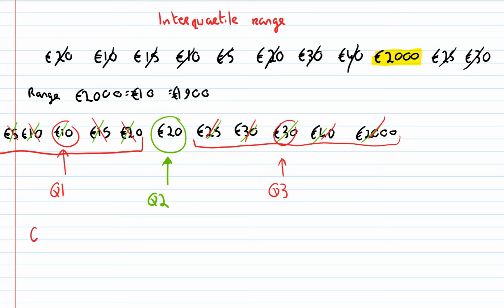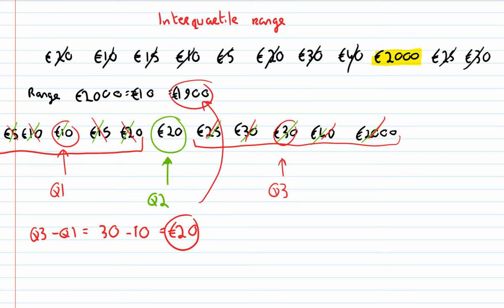And all I do now is I take Q3 and I minus Q1 from it. So that will be 30 minus 10, which equals 20. So the interquartile range is 20. Compare that to the range, which is 1,900. So this interquartile range is actually ignoring the really big or really small numbers, or I suppose the outliers, the extreme values. Okay, thanks lads.